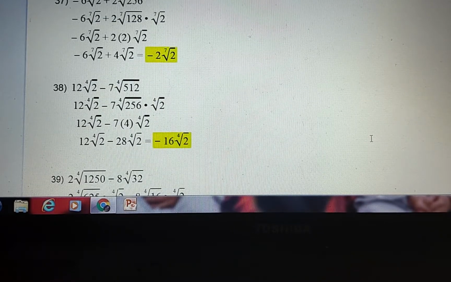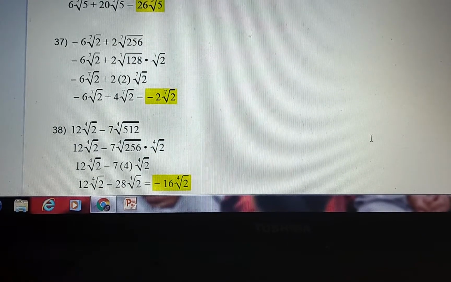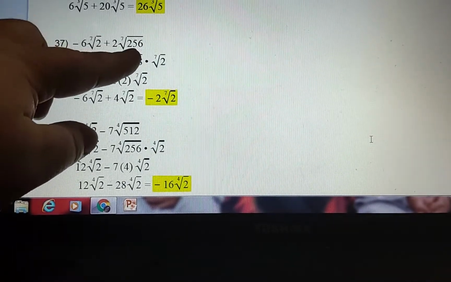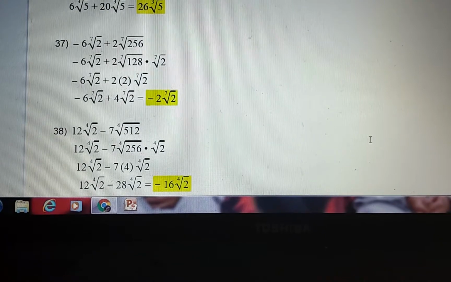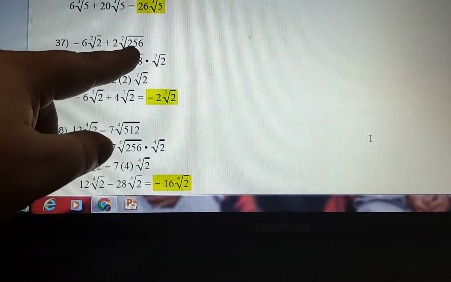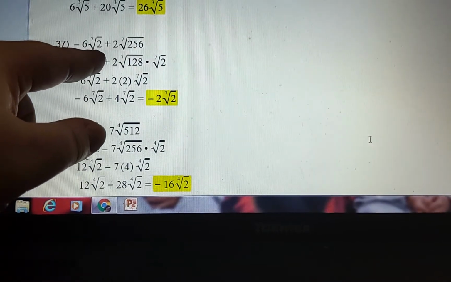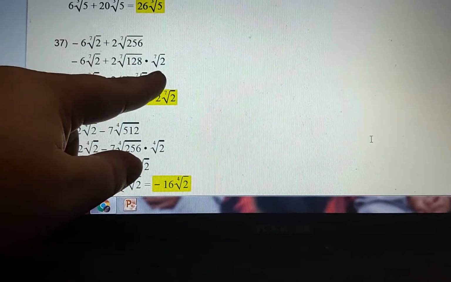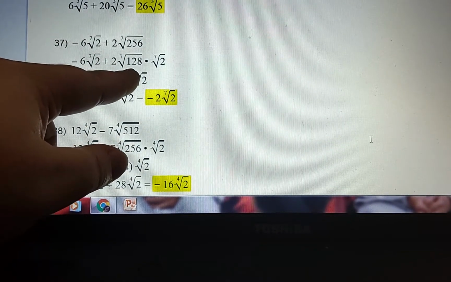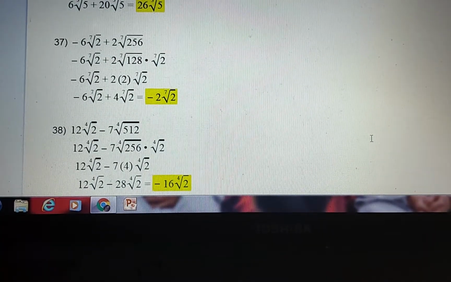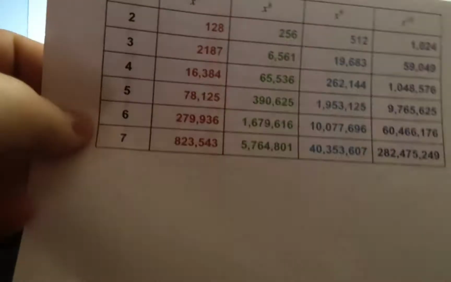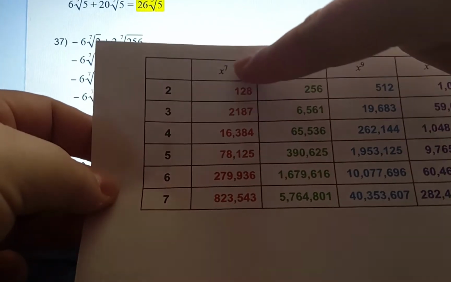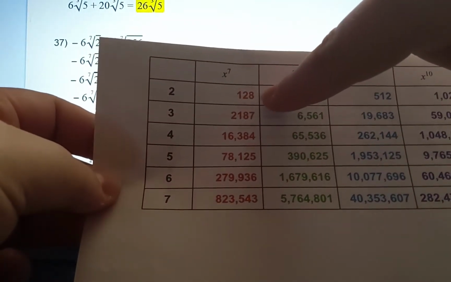Okay, 37 is the same type of problem. We've got a 7th root of 2 and a 7th root of 256. So we want to turn this into a 2 if we possibly can. All right, so we're going to start by taking 256 divided by 2, and we get 128. We like the 128 because when you look on our x to the 7th, we see 128.